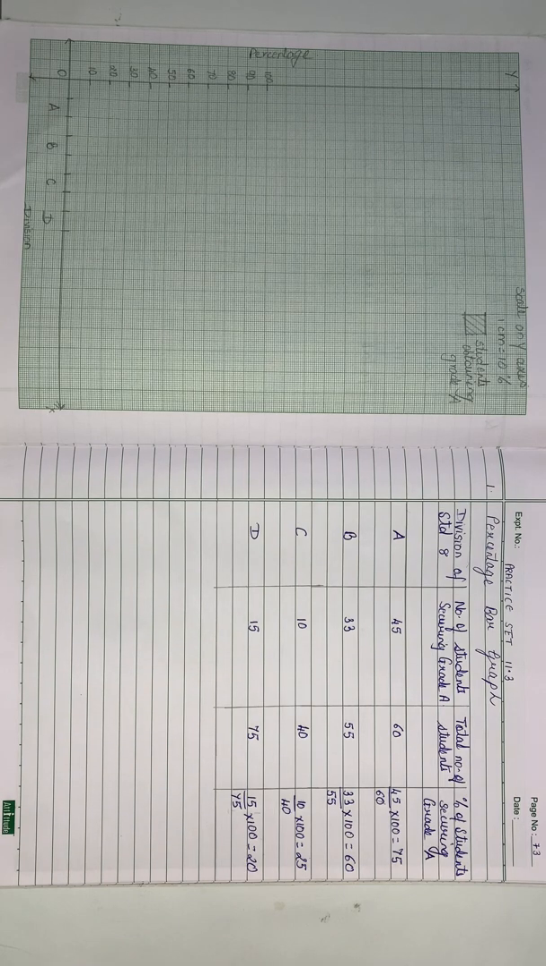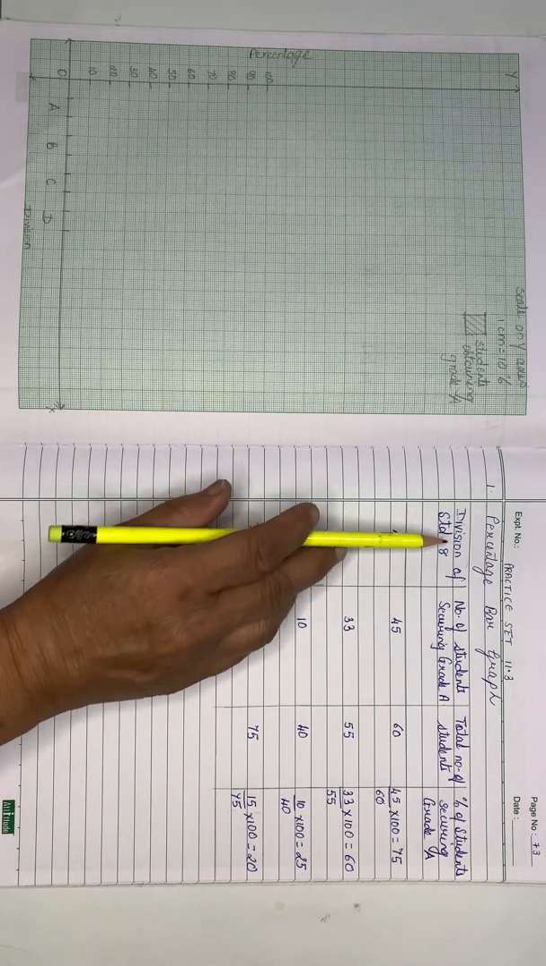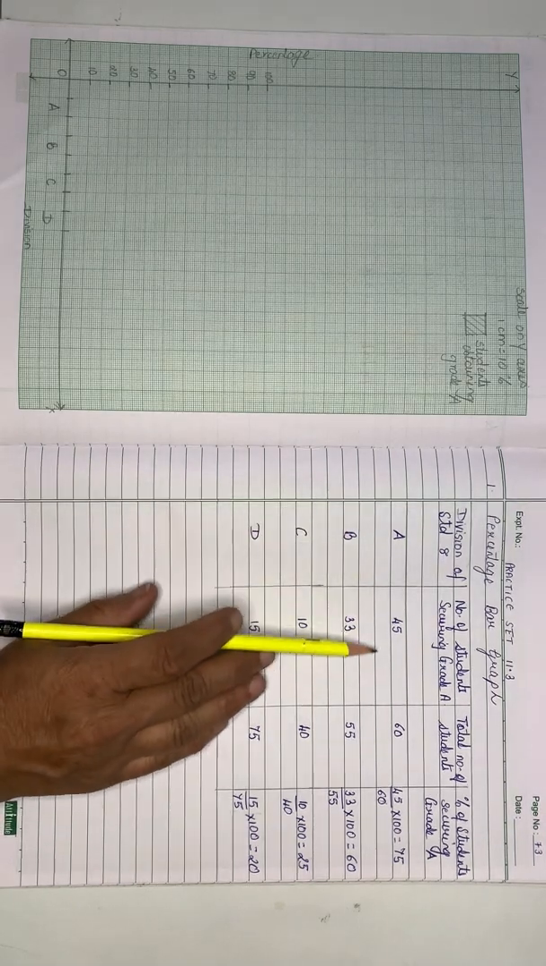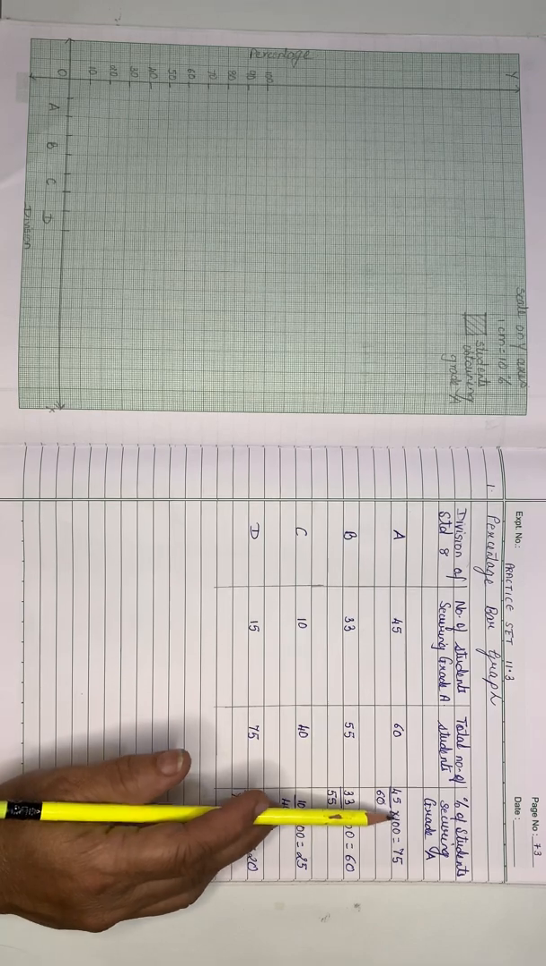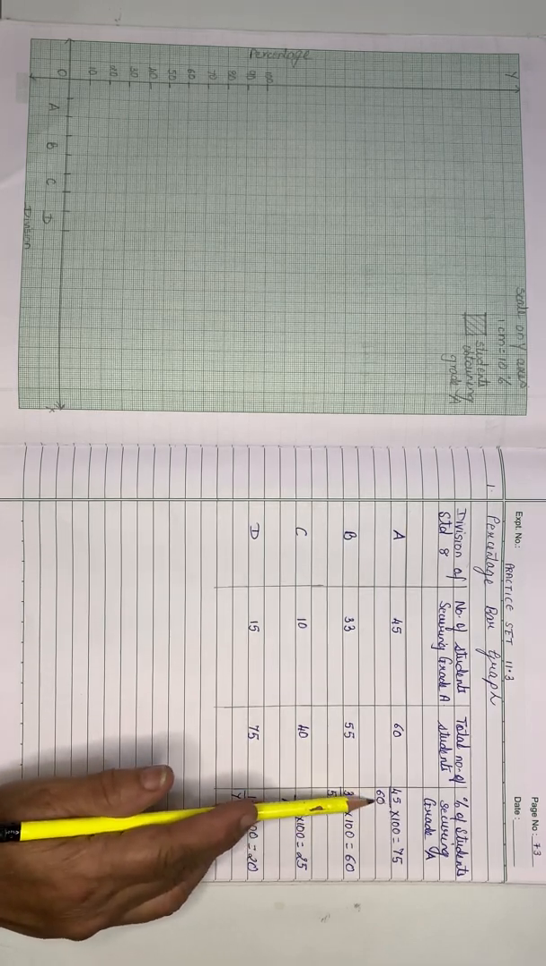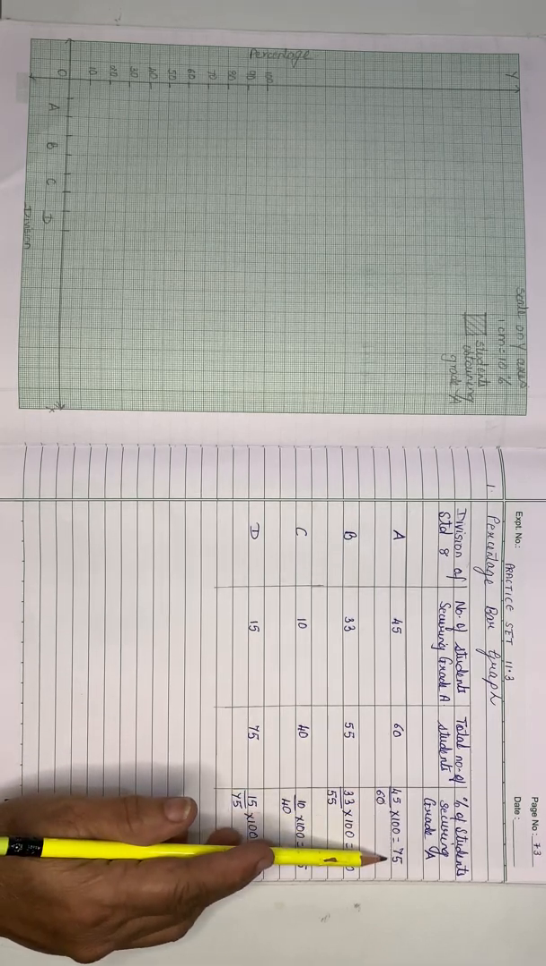So first thing, you have to prepare a table in which you have to show the percentages. You have to calculate the percentages. So similarly, I have drawn a table here. This is the information already given. In the last column, you have to find the percentage. 45 upon 60 into 100, that is equal to 75.